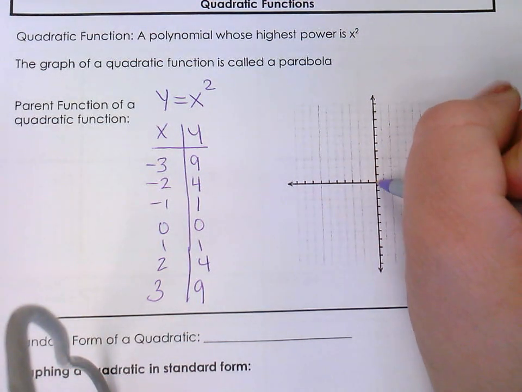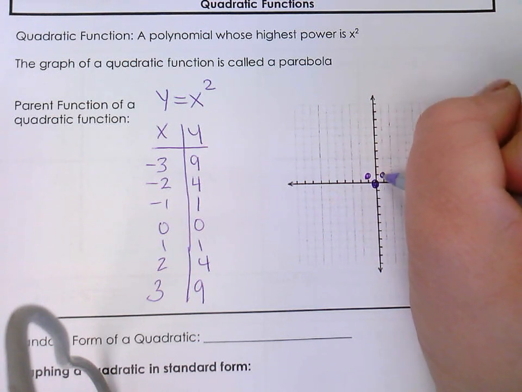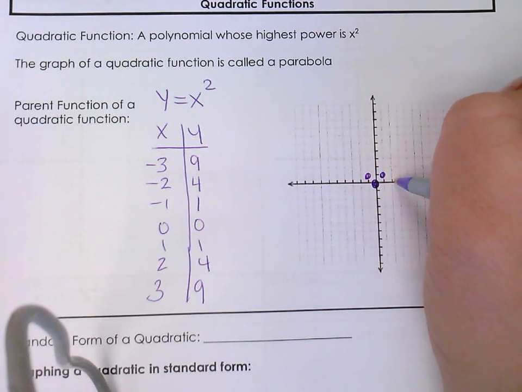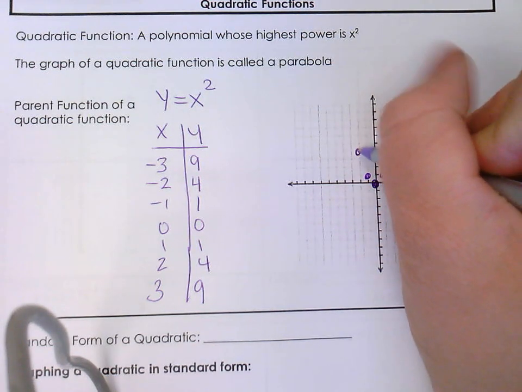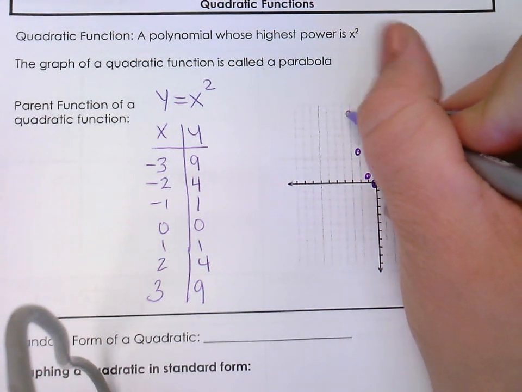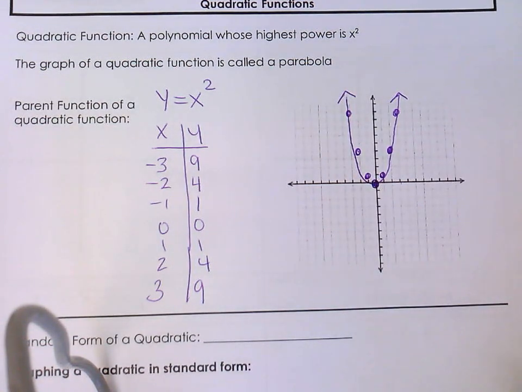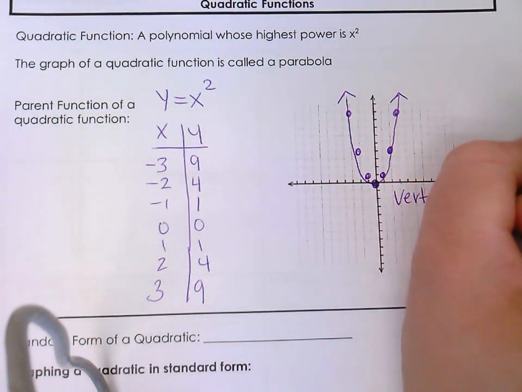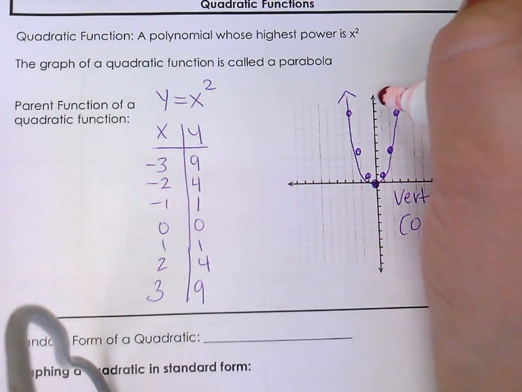So we're just going to graph the vertex at 0, 0. You go up 1, over 1 on either side, and then over 2, up 4, and then over 3, up 9. So there's your smooth parabolic curve. We call the vertex 0, 0. And then remember, it also has a line of symmetry, or axis of symmetry that cuts it in half, right?